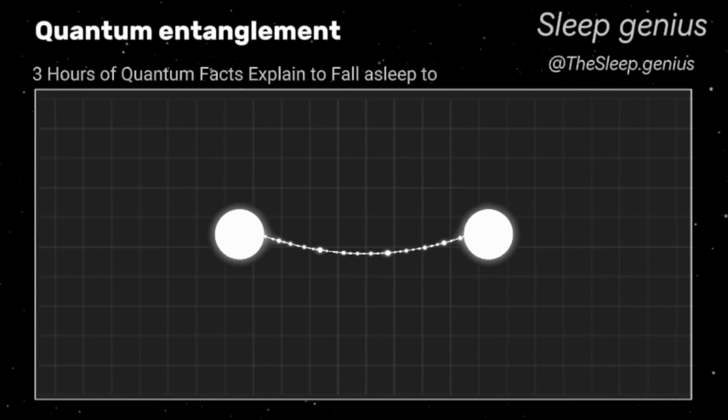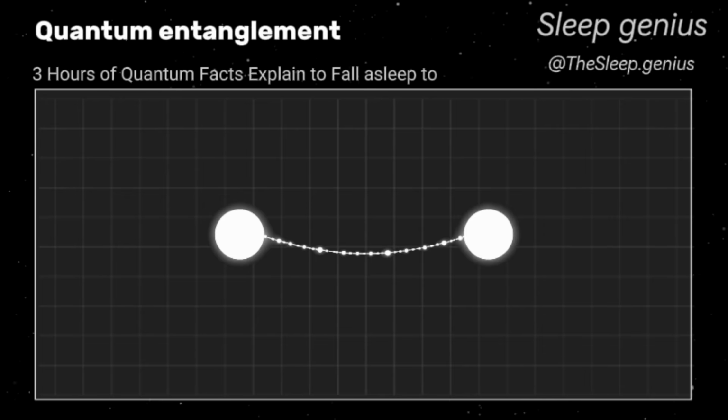Another misconception is that entanglement violates the speed of light limit set by relativity. While entanglement does involve an instantaneous connection between particles, it does not violate relativity because no usable information is transmitted faster than light. In conclusion, quantum entanglement offers us a profound glimpse into the nature of reality.